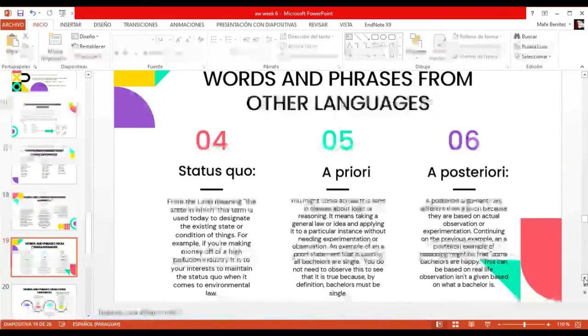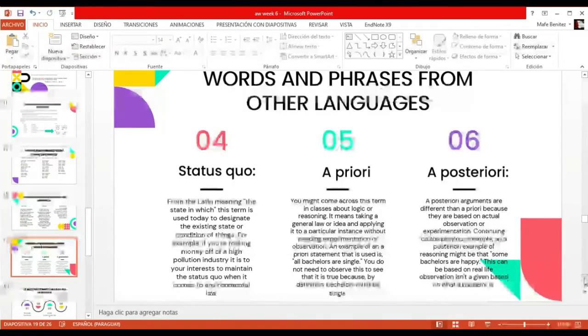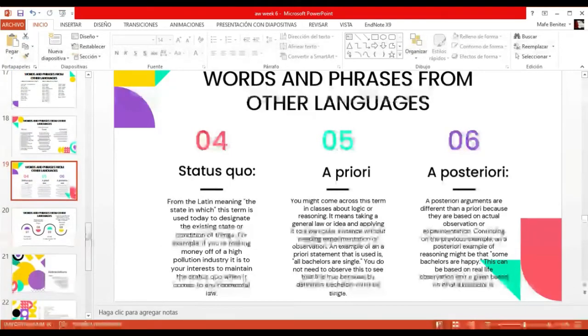They are based on actual observation or experimentation. Continuing on the previous example, an a posteriori example of reasoning might be that some bachelors are happy. This can be based on real-life observation. It isn't given based on what a bachelor is. It's not related to the actual concept of bachelor. You need to experiment or see this at least.